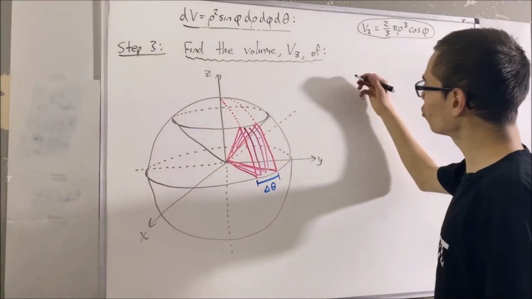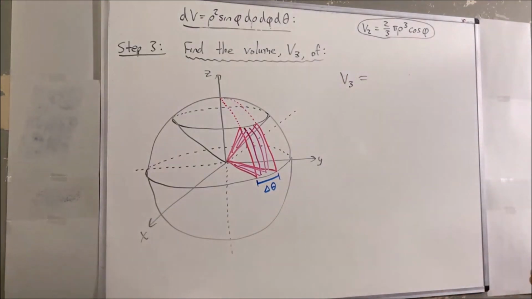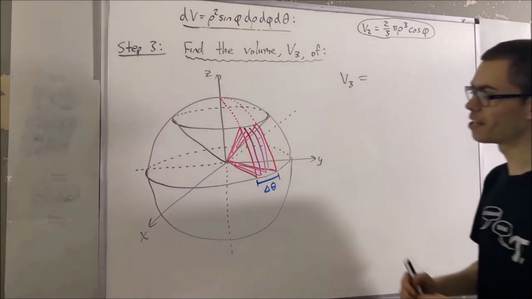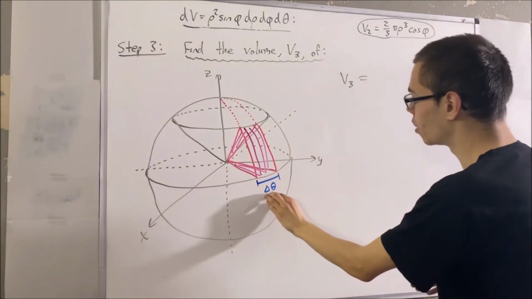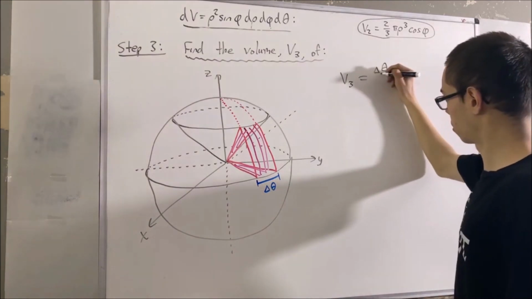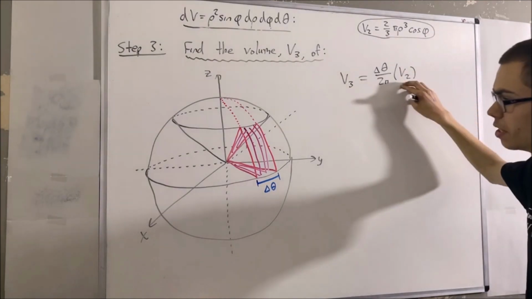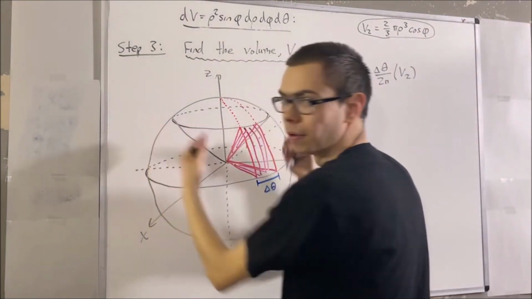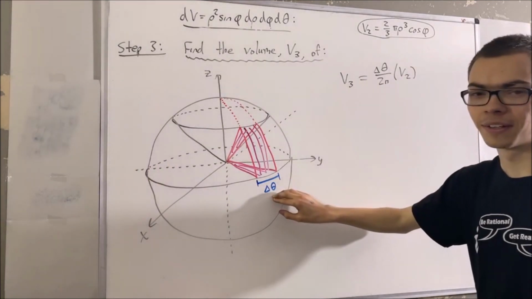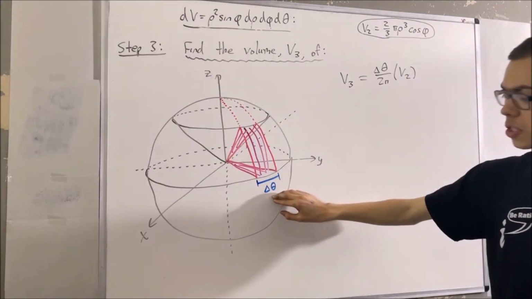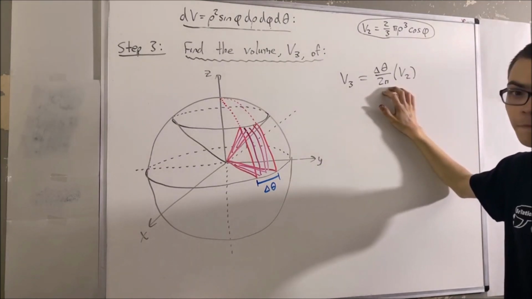So how do we find V3? It turns out that volume 3 is going to be delta theta over 2 pi times volume 2. It's just a fraction of volume 2. And that fraction depends on delta theta. So this might make sense to some of you. Some of you might be not completely convinced.